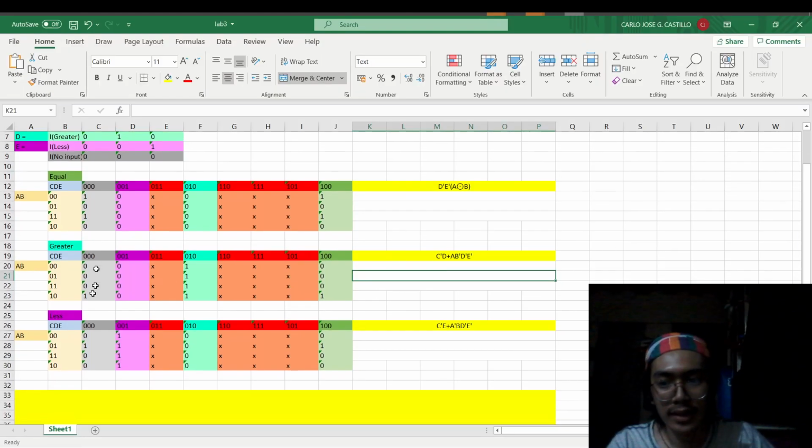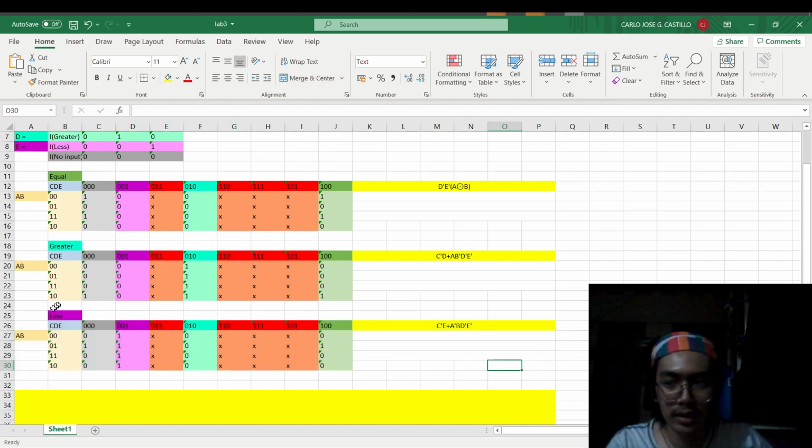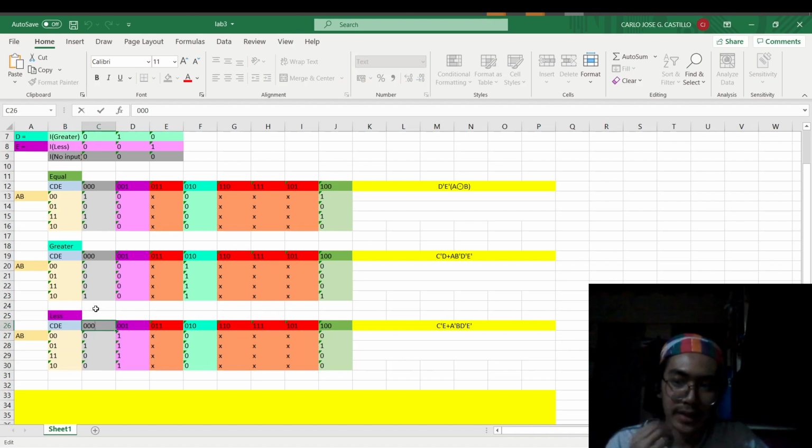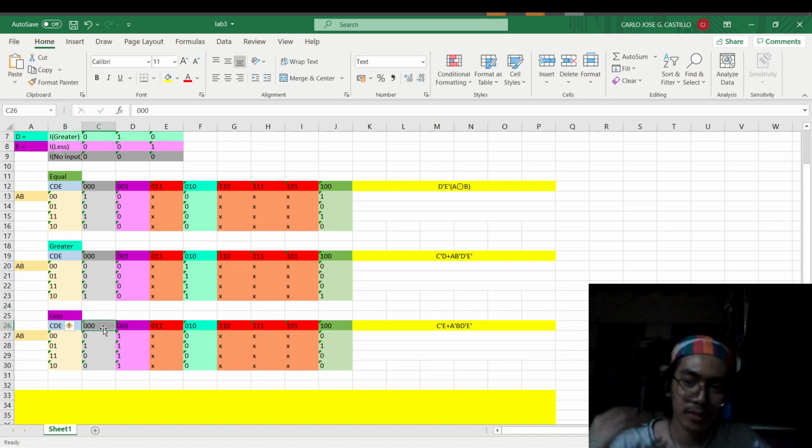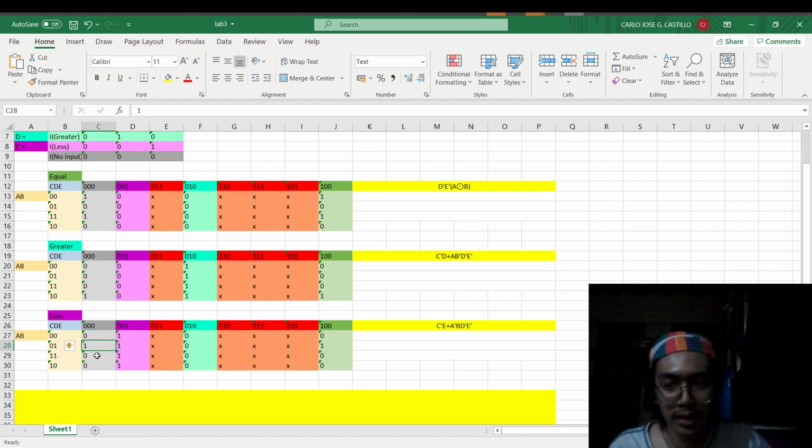And now we look at the less than operation. This is the table that came up for the less than. Again, looking at the case where there is no input from the previous comparator, we now look at the case where A is less than B. The case for that is only 0, 1. So we put a true value there, and the remaining 3 are 0.